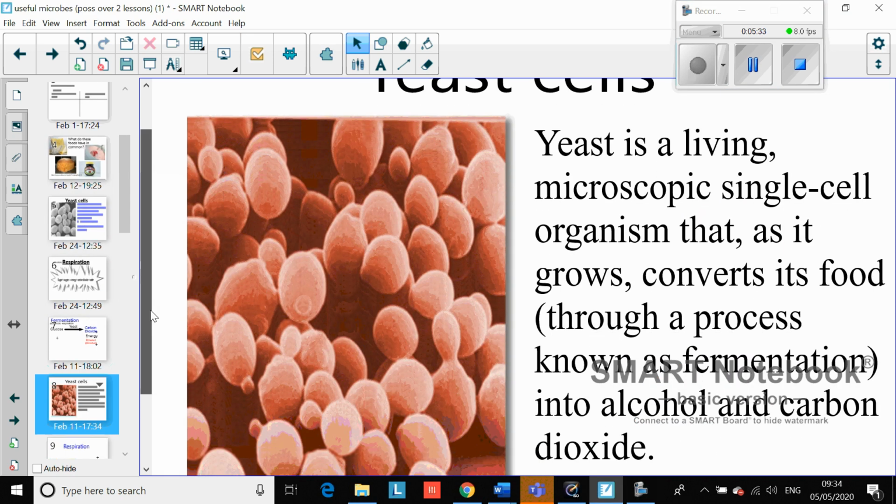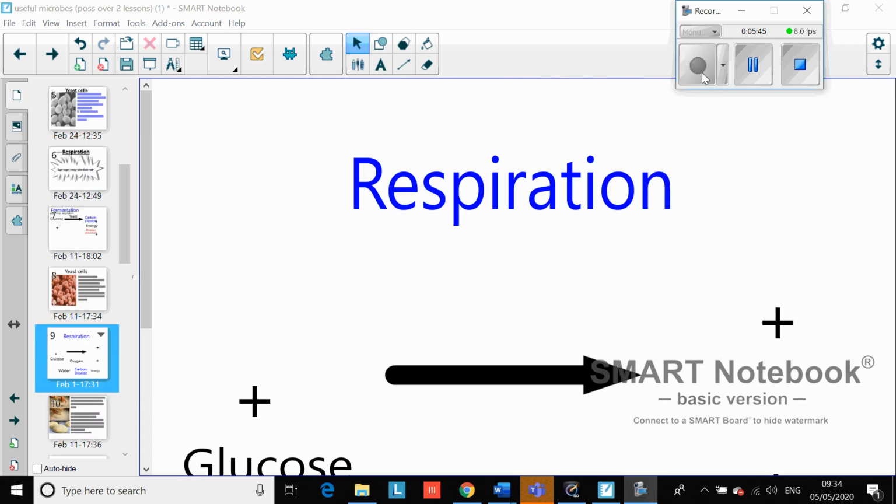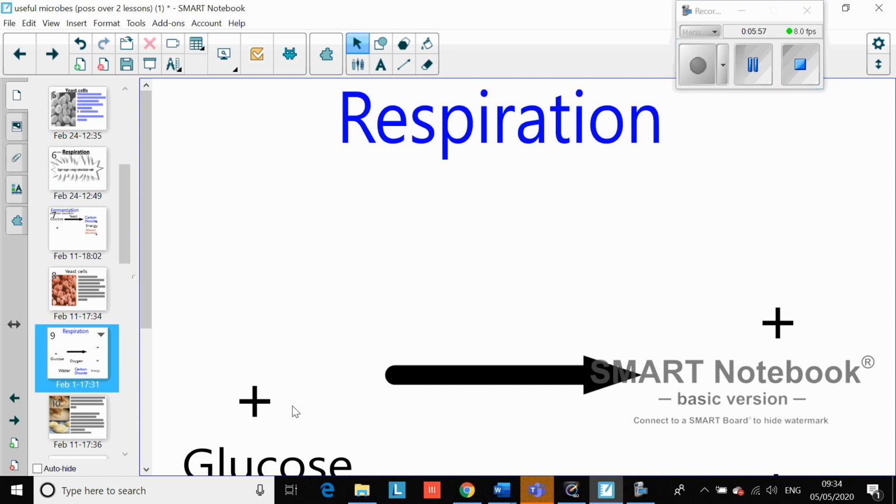So to sum up, yeast is a living, microscopic, single-cell organism that grows to convert food into alcohol and carbon dioxide. However, there is another process. Some of you might have realised that we use yeast for bread making, but as a lot of you know, bread is not alcoholic. So how does this work? Well, we use the normal process.